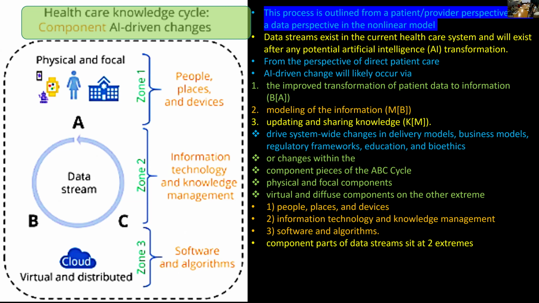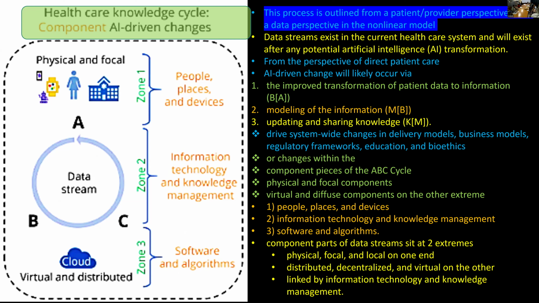These are two extreme zones, the physical at one end and the decentralized virtual at the other end, and they are linked by this intelligence part. So in the future people will increasingly look at hospitals and healthcare as three layers: the physical part of the hospital, information and knowledge, and algorithms.